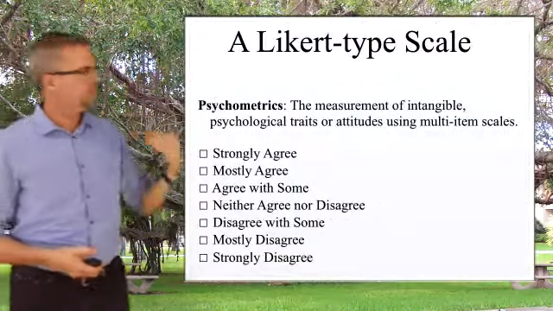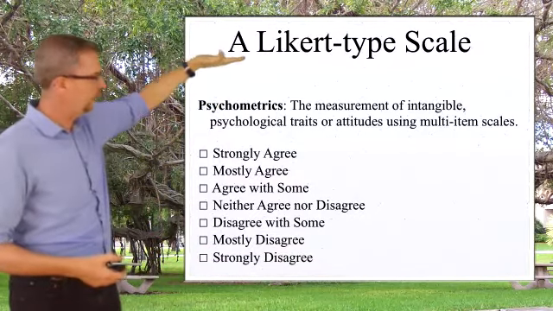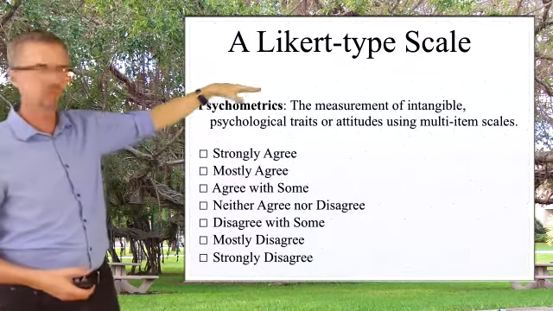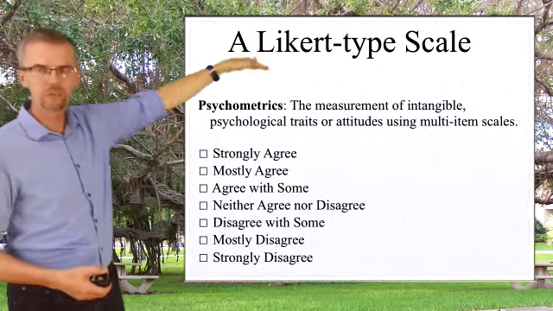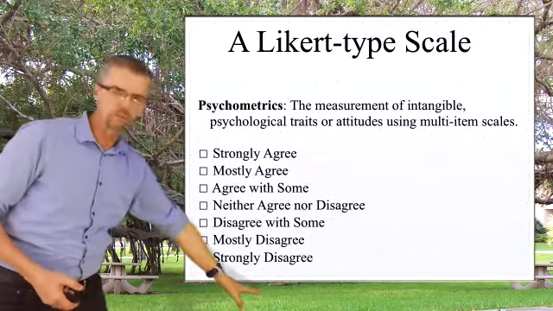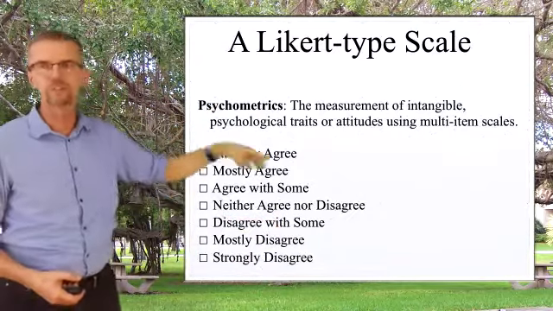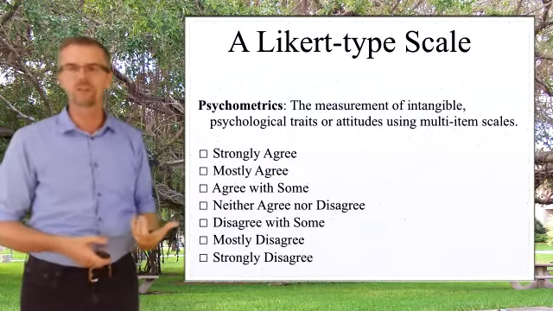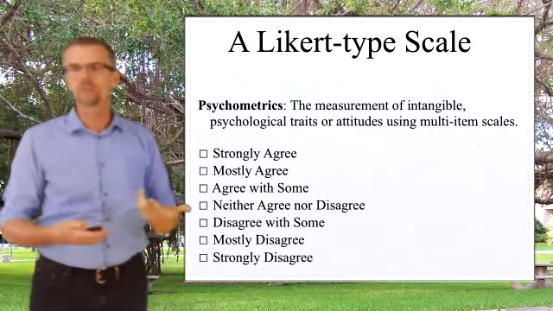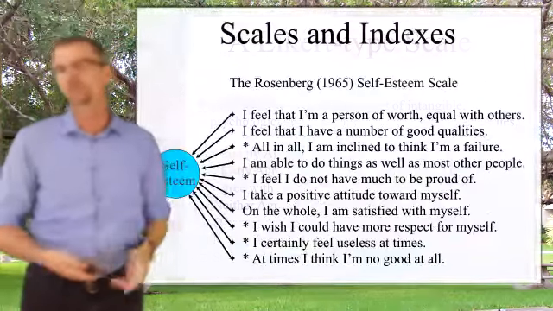So a Likert type scale, this is a Likert scale. Strongly agree, mostly agree. This is ordinal data because it goes in an order. You really agree with something, you really disagree with it, and everything between those stays in that same order. This is called psychometrics. It's a measure of an intangible psychological trait or attitude using multiple items. So this is called a Likert type scale. The guy who invented it was named Likert.